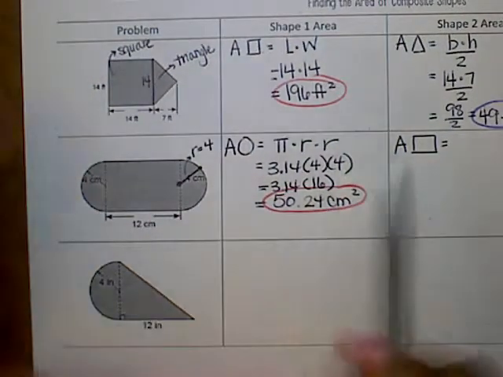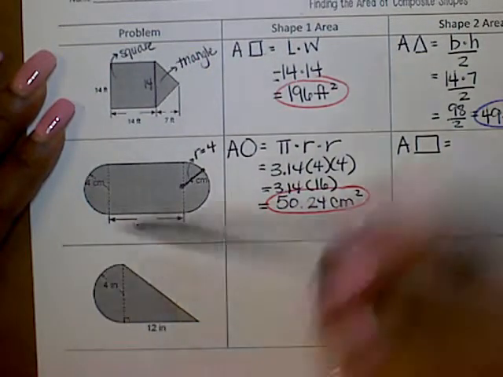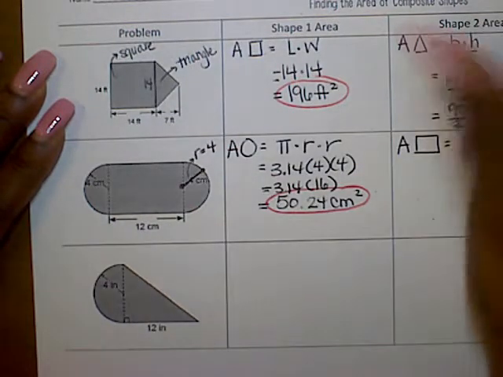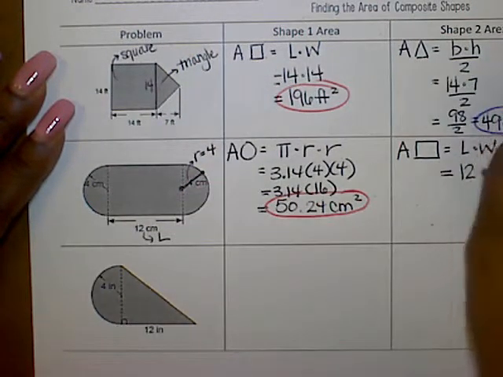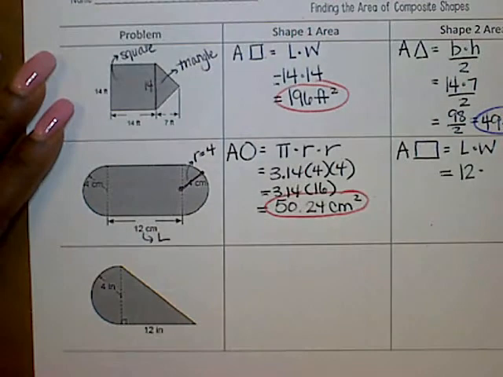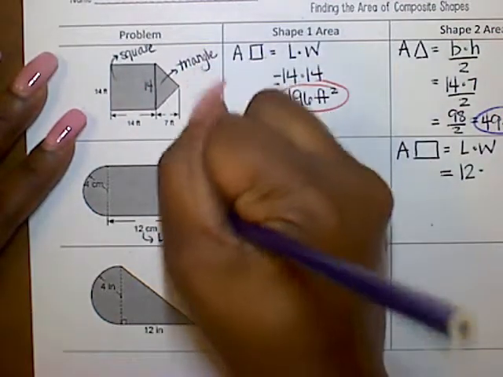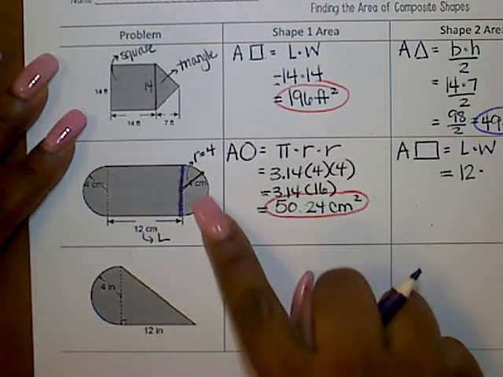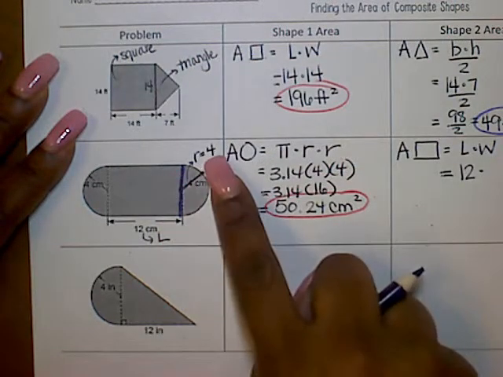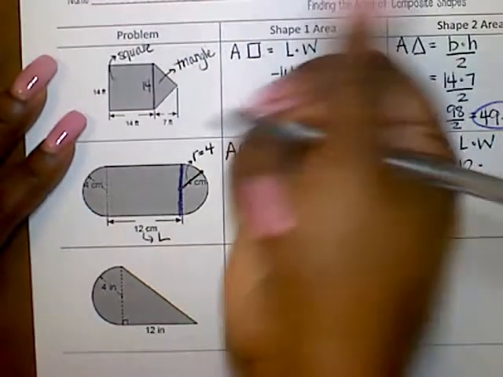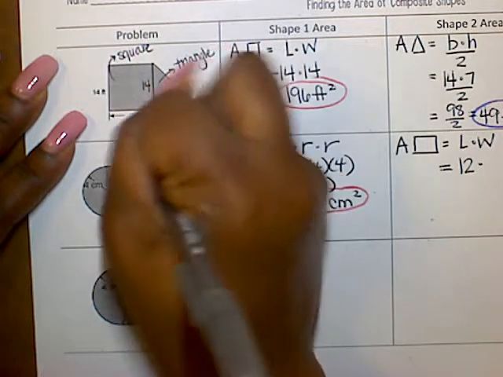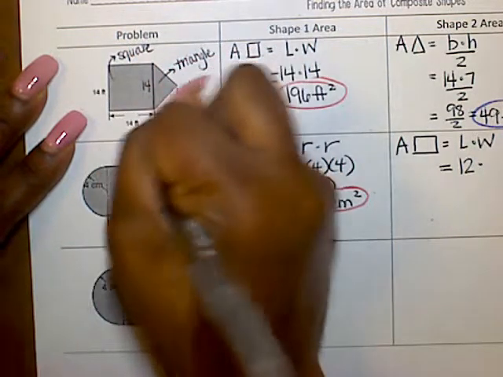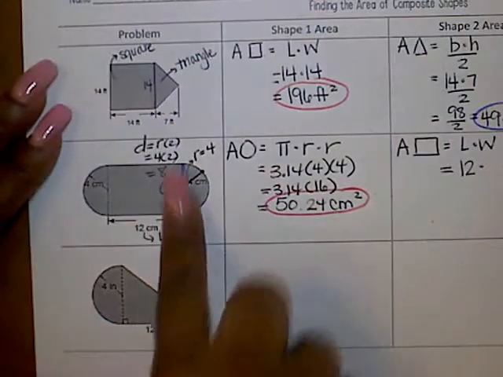Now we're finding our rectangle. First off, we have length times width. Our length is 12, but we need to find our width. We know our width is this entire long side here. We need to find this piece. We know our radius, which is half of the diameter, is 4. So in order to find this piece, the diameter equals r times 2, so that's 4 times 2, which is 8. So the entire length here is going to be 8.